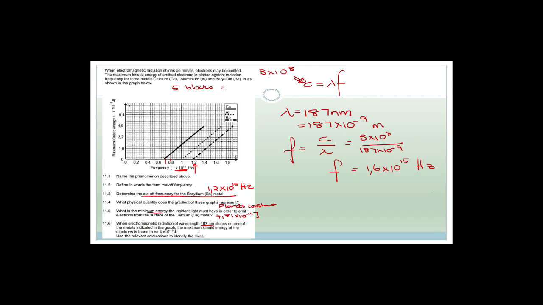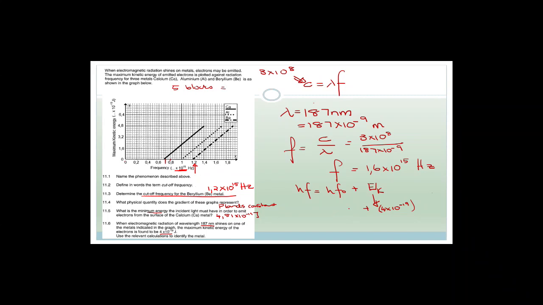But what did they ask? We're looking at which metal. So we know that HF is equal to HF0 plus the kinetic energy, EK. They have told us that the maximum kinetic energy of the electrons is 4 times 10 to the negative 19 joules. So we know that this is 4 times 10 to the negative 19 joules, right?